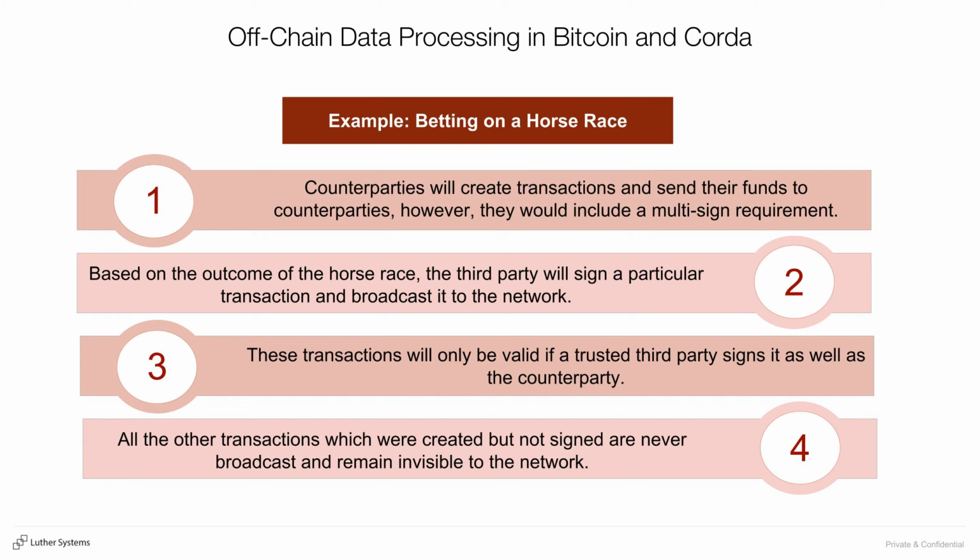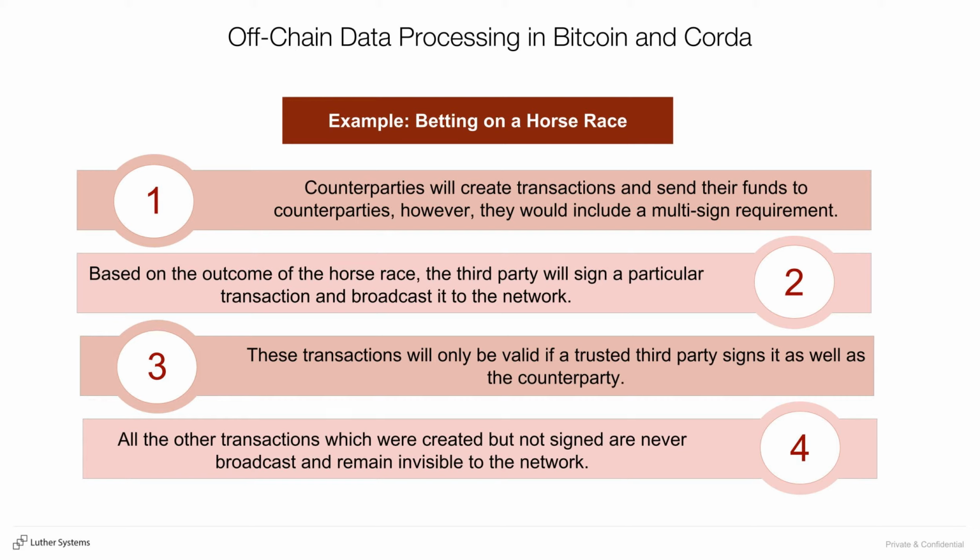So in Bitcoin, to give you an idea of this, some of the original Bitcoin gambling applications worked like this: there would be a trusted third party responsible for signing transactions based on who won, let's say, a horse race.